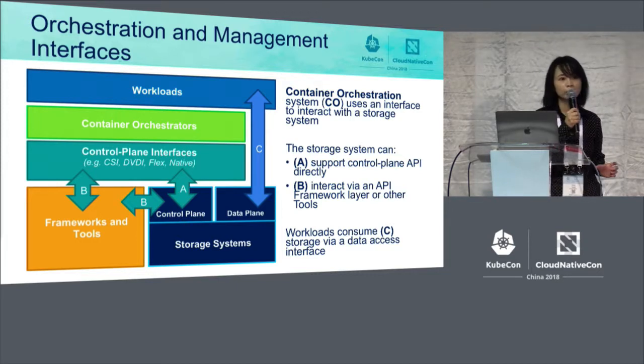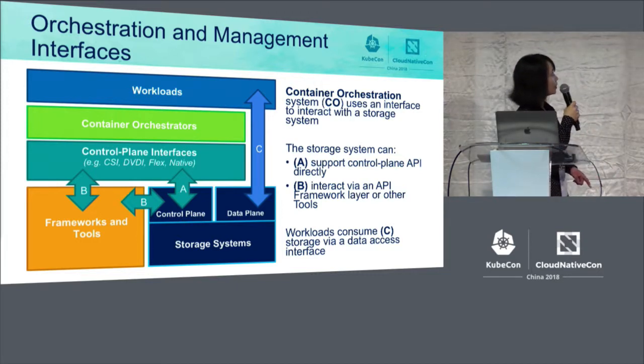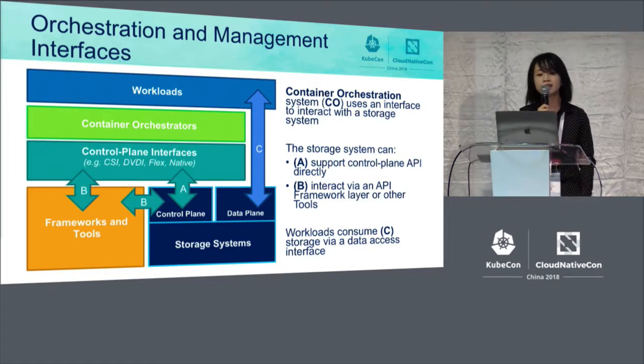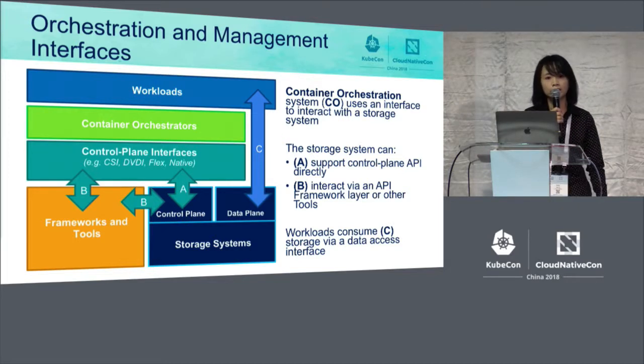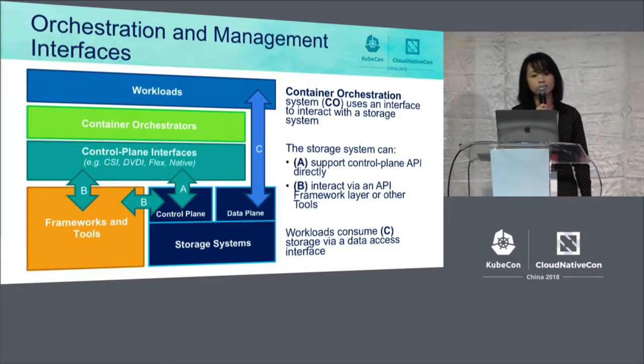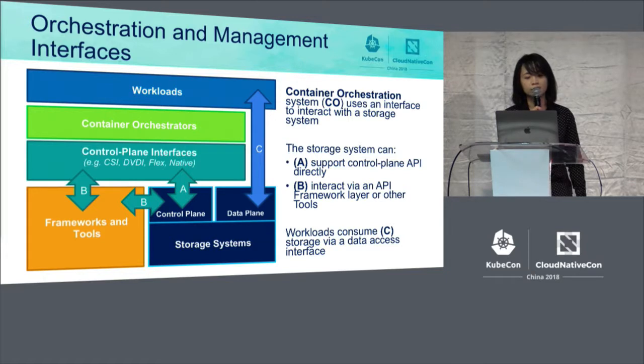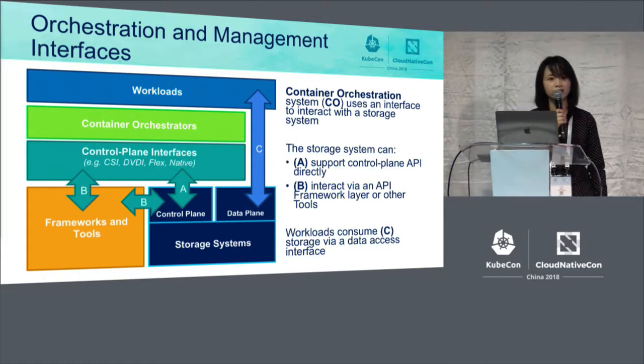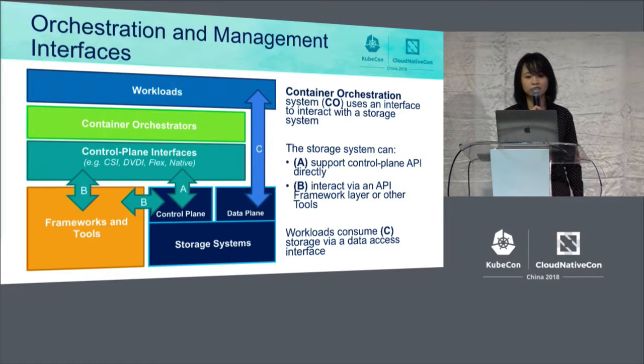This darker green box, the container orchestrator control plane interface, refers to the volume interfaces supported by the COs. So that includes CSI, the Docker volume interface, and the Flex volume and Kubernetes native driver interfaces. And that is usually more focused on the provisioning side, dynamic or static provisioning.